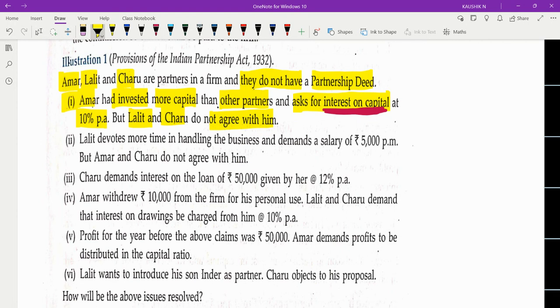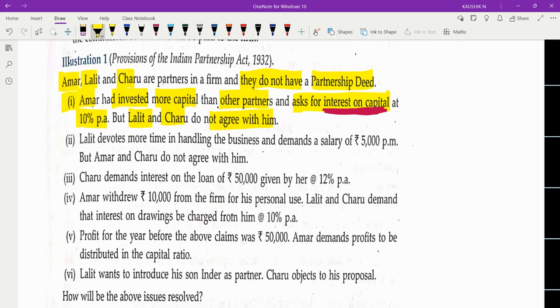Okay, so you have to mention whether we will allow interest on capital or not, specifying the reason. The reason is, since there is no partnership deed, according to the provisions of the Indian Partnership Act 1932, interest on capital will not be allowed to the partner. Okay, that is how you have to solve this problem.